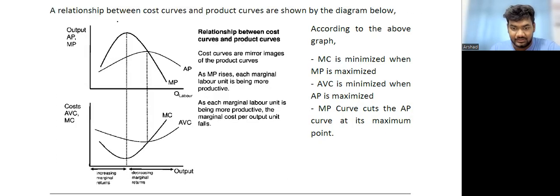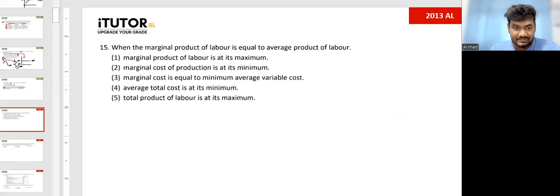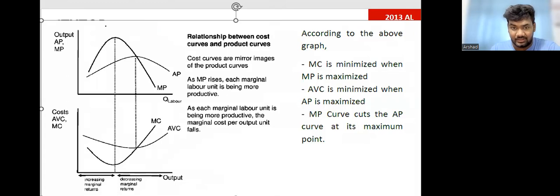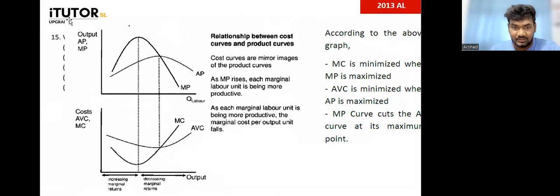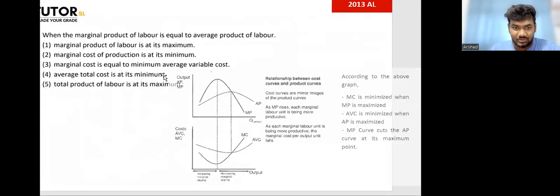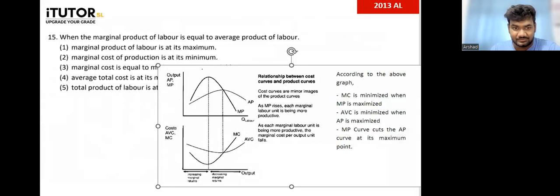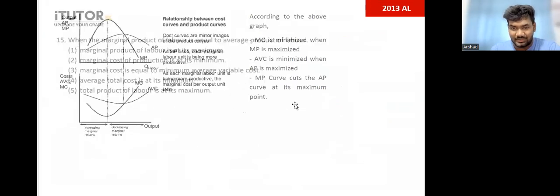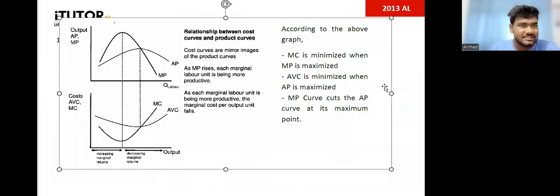If you look at this story, how does it work? I'll just zoom in on this a little, and then I'll put it down so that the question is visible. So this one talks about the relationship between the product curves and the cost curves. Here you have the marginal product and the average product, and below you have the marginal cost and the average variable cost.